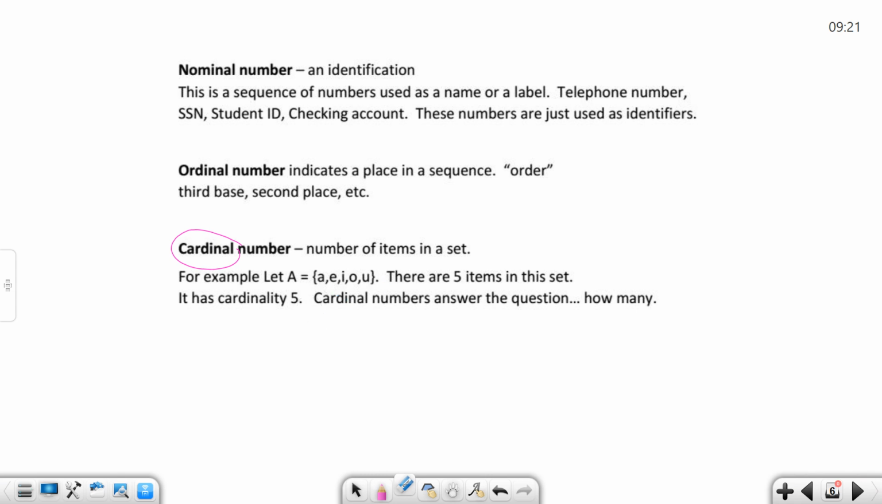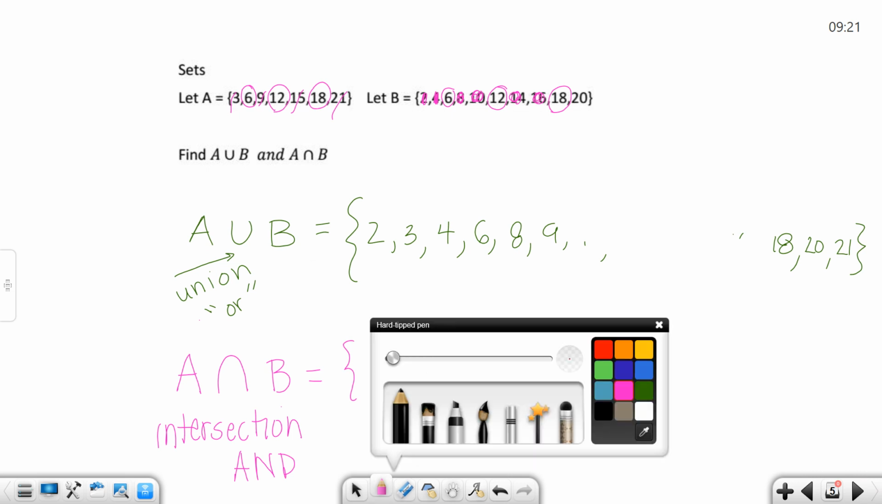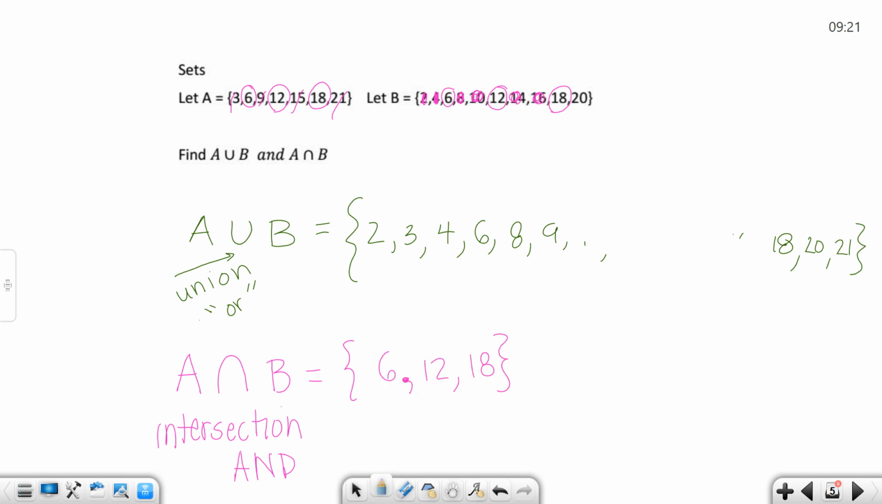It answers how many. Now in our previous video, we did this problem here with the intersection. And so if I asked you this particular problem right here, let's change colors. The cardinality, or you can say the cardinal number here, is 3. And it's 3 because there are 3 elements in the set. So the cardinal number tells you how many elements are in the set.